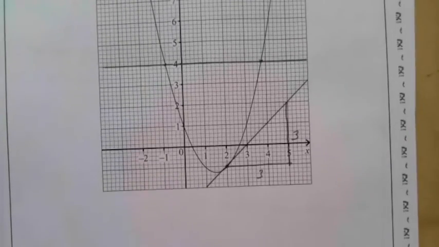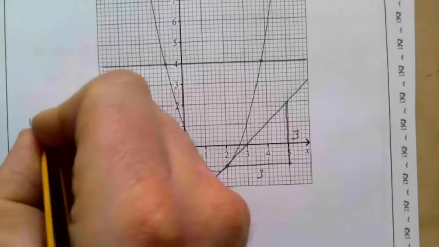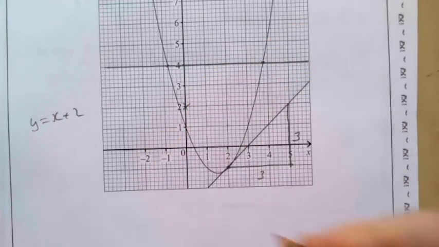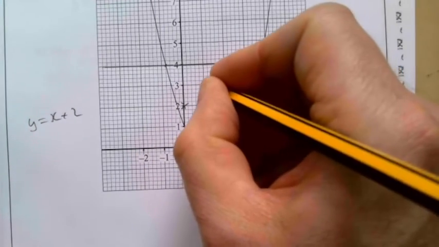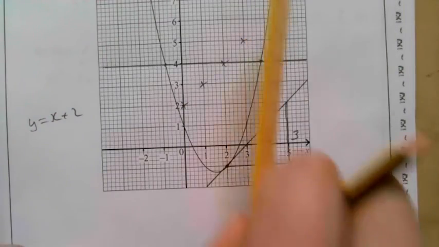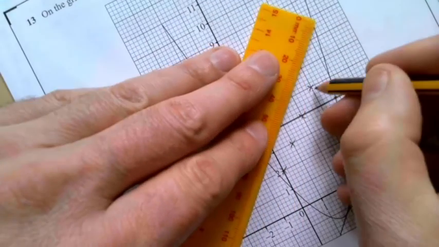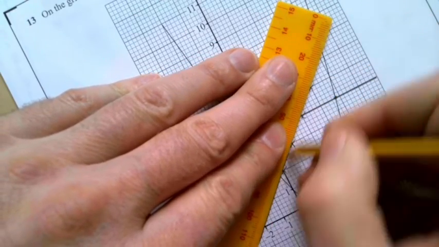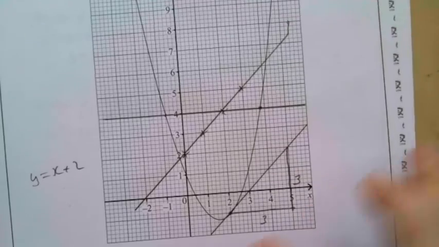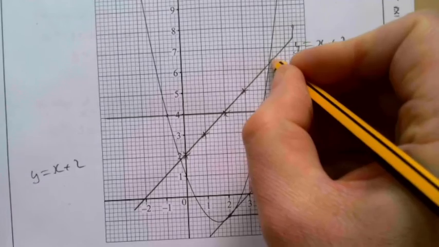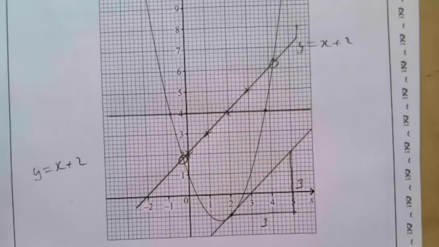So the line y equals x plus 2 crosses at 2, and has a gradient then of 1, so it'll be across 1, up 1, across 1, up 1, and so on and so forth. Excuse me while I turn this around here, just to get a reasonably accurate line. So that's the line y equals x plus 2, and where do they cross? It crosses here, and it crosses here.